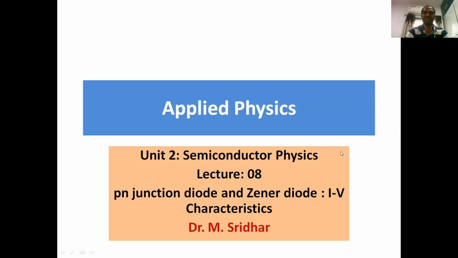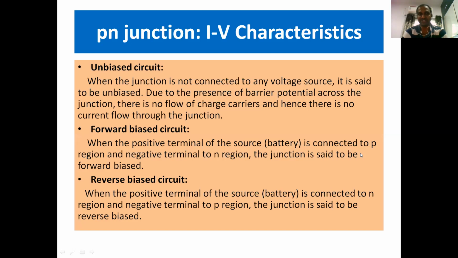Welcome back to Applied Physics Lecture Series, Unit 2, Semiconductor Physics, Lecture 8: Operation of PN junction diode and Zener diode and their IV characteristics. In the previous lecture, we discussed the operation of PN junction diode under different bias conditions. One is the unbiased circuit.